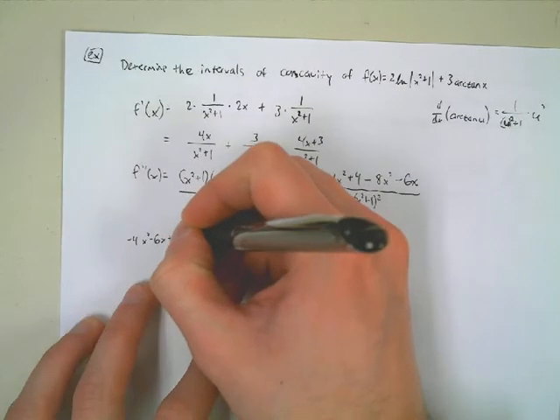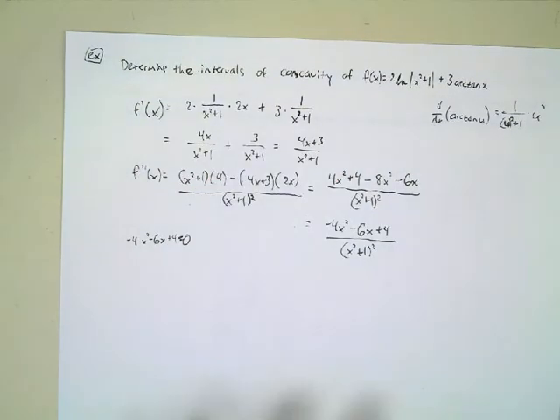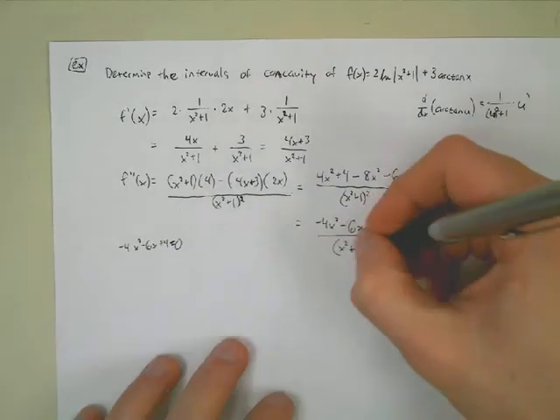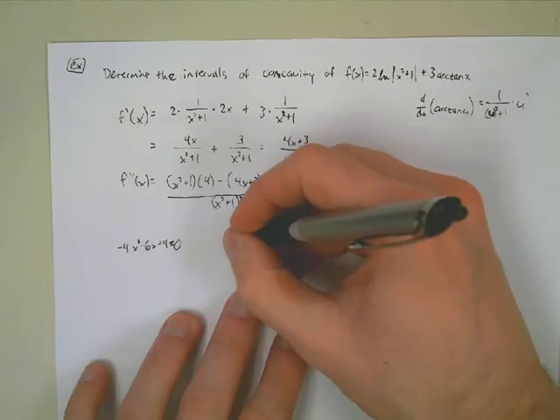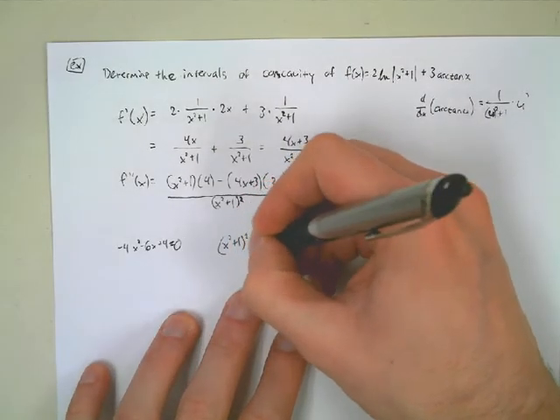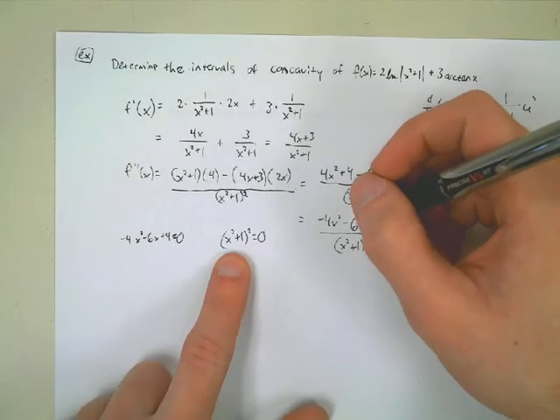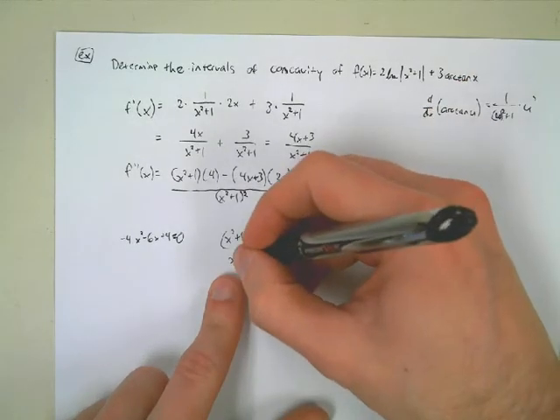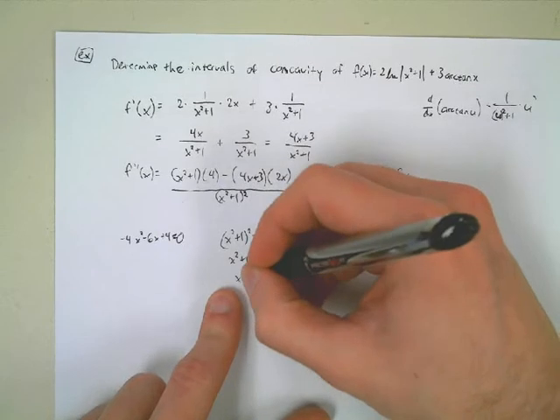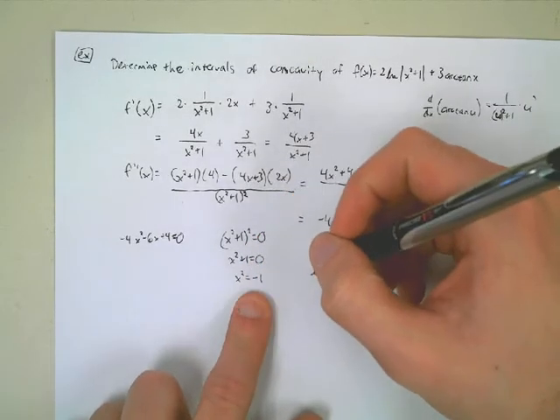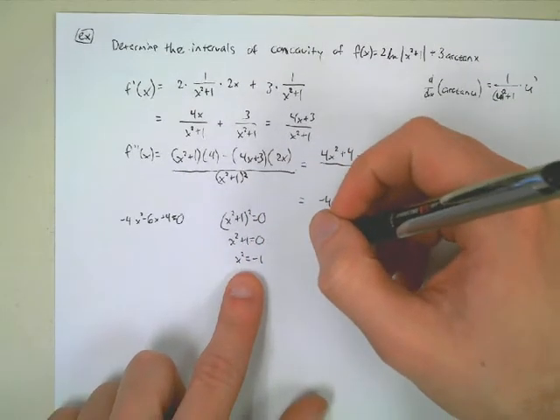Let's do the denominator first because that's easier. We're going to square root both sides. You get x squared plus 1 equals 0, so x squared equals negative 1. And that's going to leave us with what? The square root of negative 1, which is imaginary, and we keep it real. Keep it real, folks.